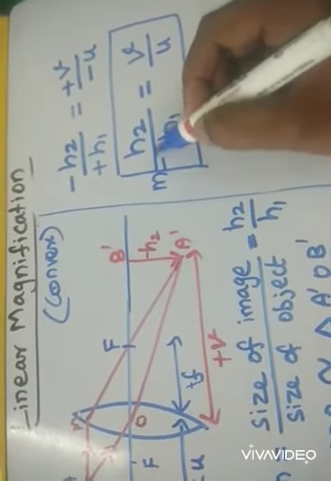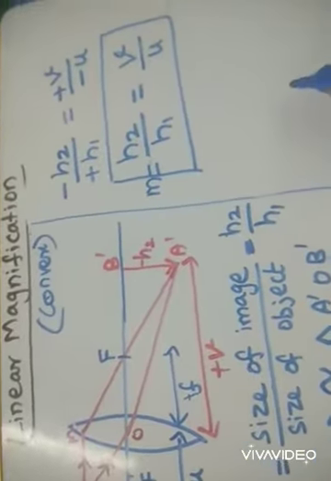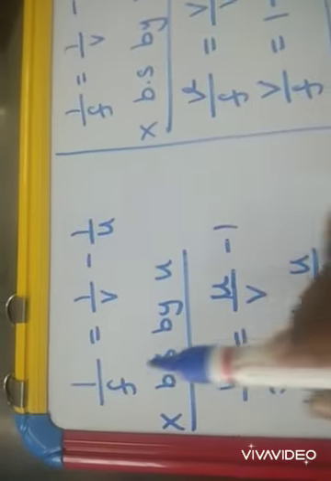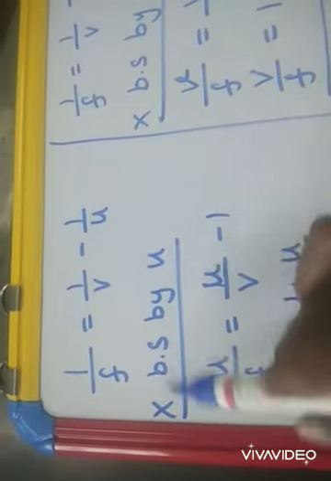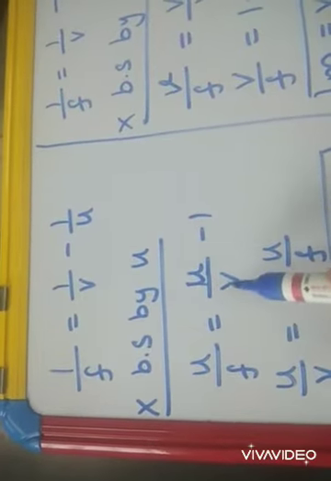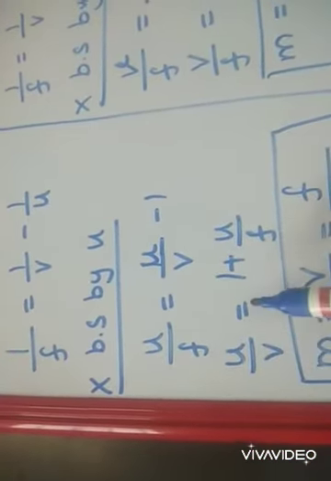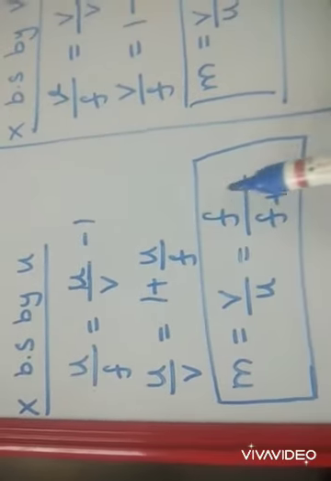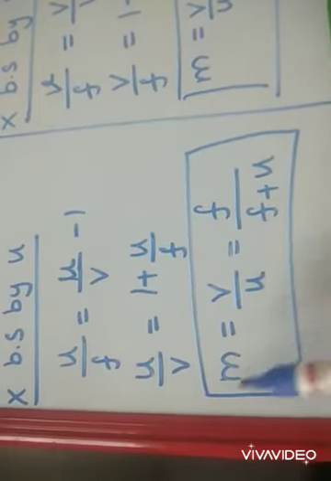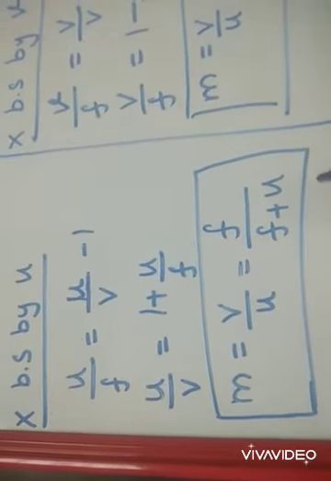Hence we can write the magnification of the lens as m is equal to H2 by H1 is equal to v by u. The magnification can also be written using the thin lens formula, 1 by f is equal to 1 by v minus 1 by u. Multiply u on both sides: u by f is equal to u by v minus u by u, which is minus 1. Then bring this to this side: u by v is equal to 1 plus u by f. Magnification is v by u. By rearranging this equation we get f by f plus u. So we can represent the magnification of the lens in terms of the focal length and the object distance.